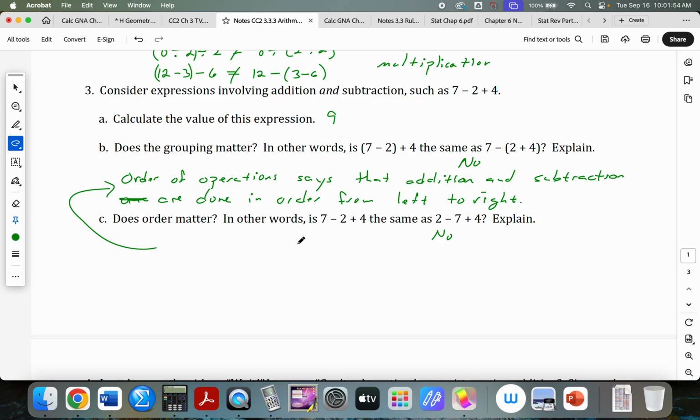By the way, some students mistakenly believe you do all the addition first and then you go back and do the subtraction. That's not true. Addition and subtraction are equally strong in terms of order of operation. They're both done together in order from left to right.